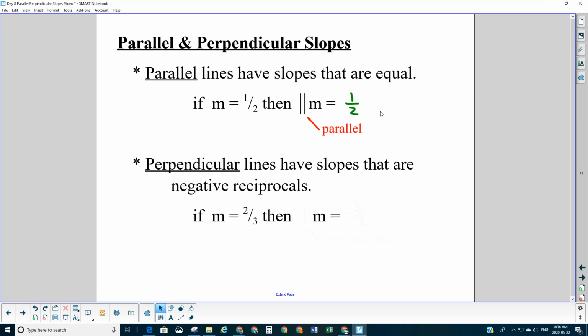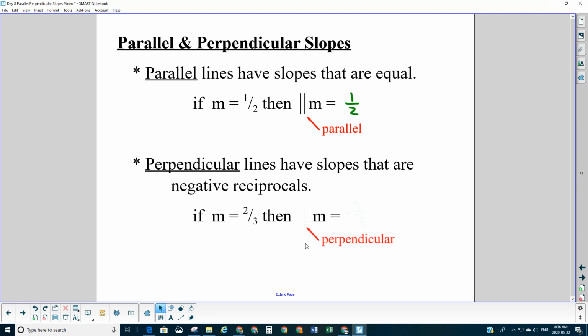Okay? And then perpendicular slopes have slopes that we discovered are negative reciprocals. That means that you must take the reciprocal of this fraction and have it going in the opposite direction. So obviously, if one slope is positive, in order to be perpendicular, the other one must be negative, and vice versa. So if we have one slope that's 2/3, then I wonder what the symbol for perpendicular is.